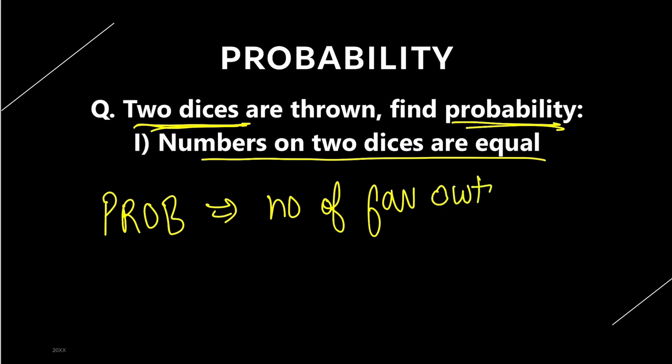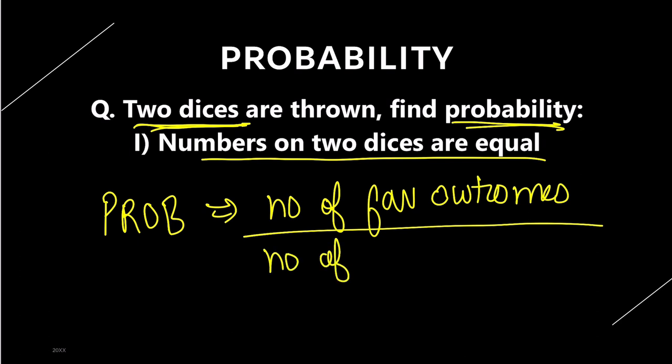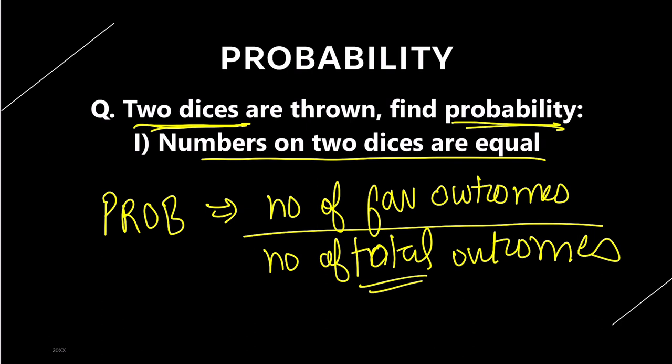Favorable outcomes means, you can write this formula, number of favorable outcomes means whatever you want. If you want that a dice gets a 6, that is a favorable event. And what are all the possible outcomes? So it will be divided by total outcomes, meaning the total outcomes that are possible.